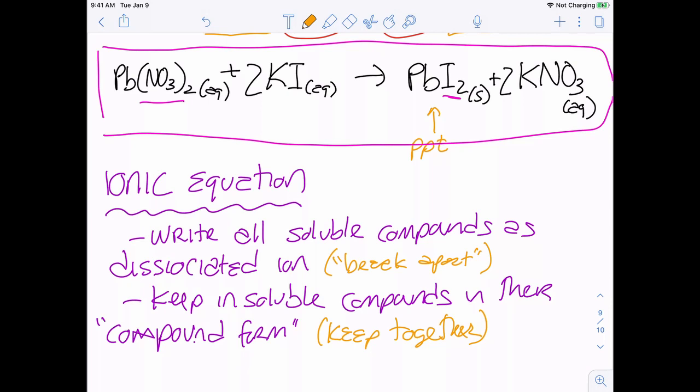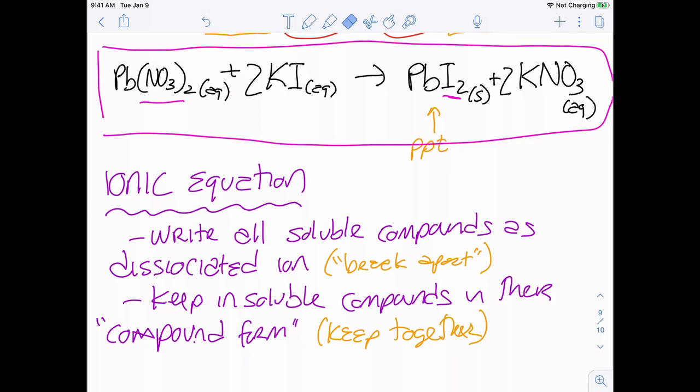The other thing we want to keep track of is the number of moles of all of my ions. How many ions do I actually have? If you balance your original equation correctly and then you pay attention to how many of everything you have when you write your ionic equation, you will write it correctly.